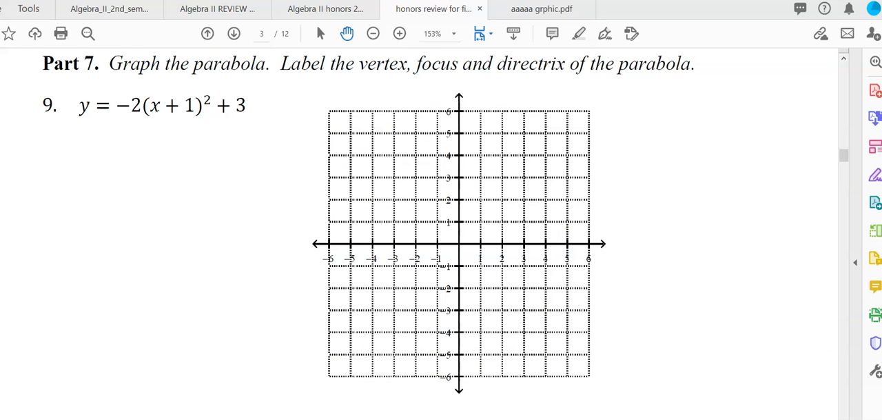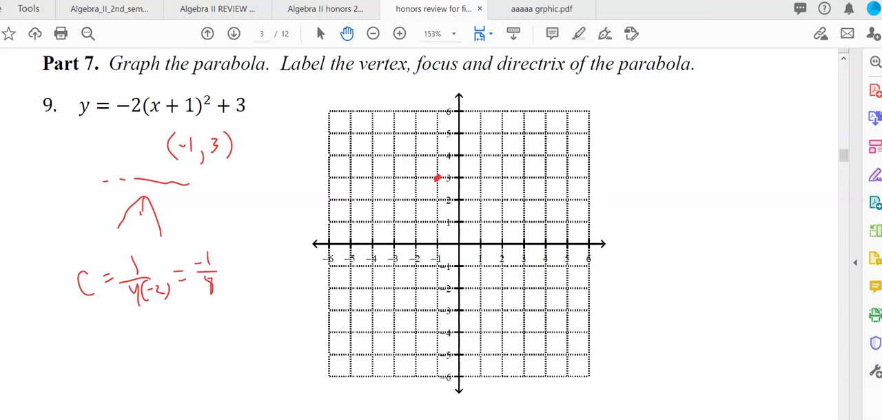Graph the parabola, label the vertex, focus, directrix. So right away I can see that H is negative 1 and K is 3. So negative 1, 3 is my vertex. You can see this one's opening down. So the directrix has to be down C units from there. So C equals 1 over 4A. 4A would be 4 times negative 2. So C is negative 1/8.